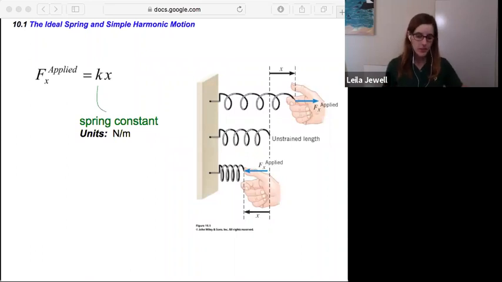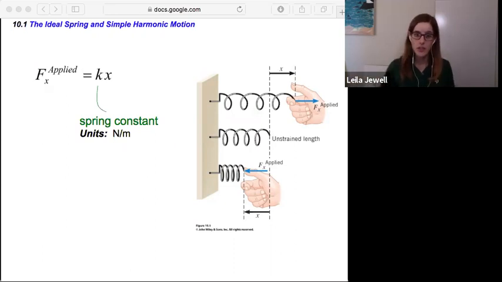We got an introduction to this in lab when we looked at Hooke's law, and that said that if you have a spring, which we could imagine our rubber band is a spring, then the force that you have to put into stretching it is going to be proportional to the displacement. So the force applied is going to be equal to k, the spring constant, times the distance that you stretch it from its unstrained length, right?